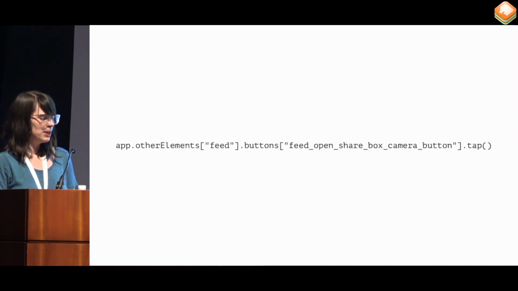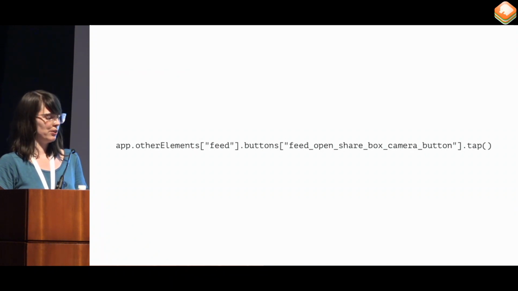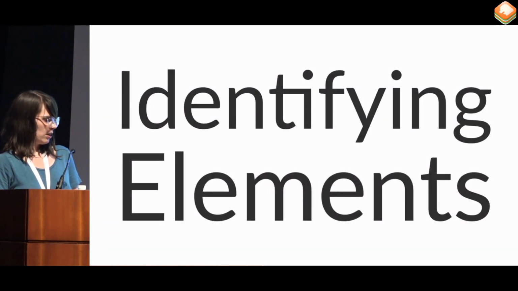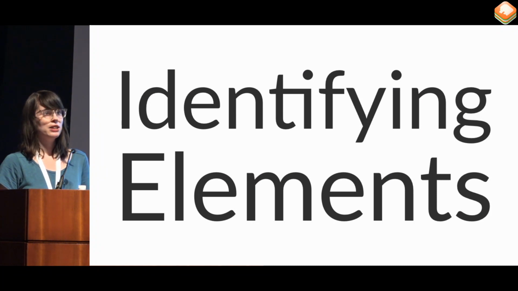Second, we seem to have a lot of strings here to identify elements. Where do all these strings come from? Most elements will have accessibility identifiers if you have made your app accessible. For those that don't, we have ways of identifying them.